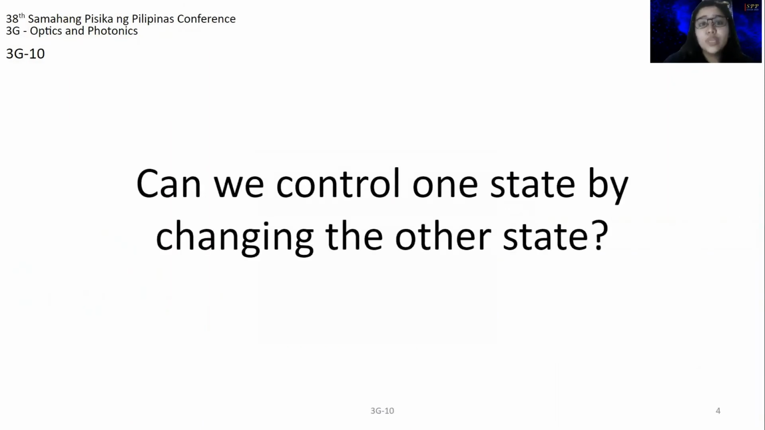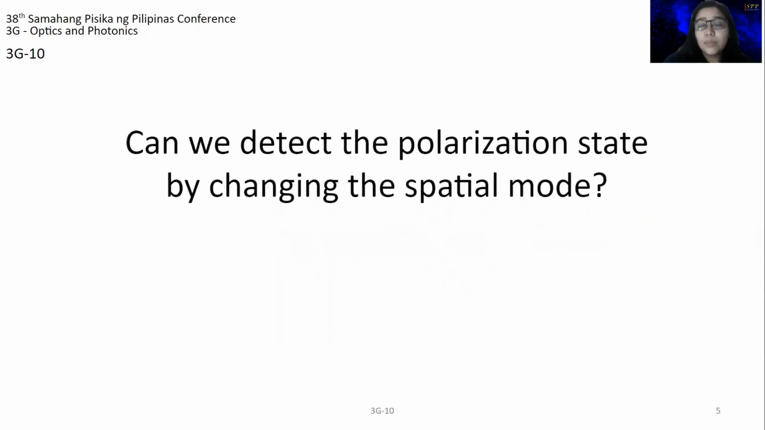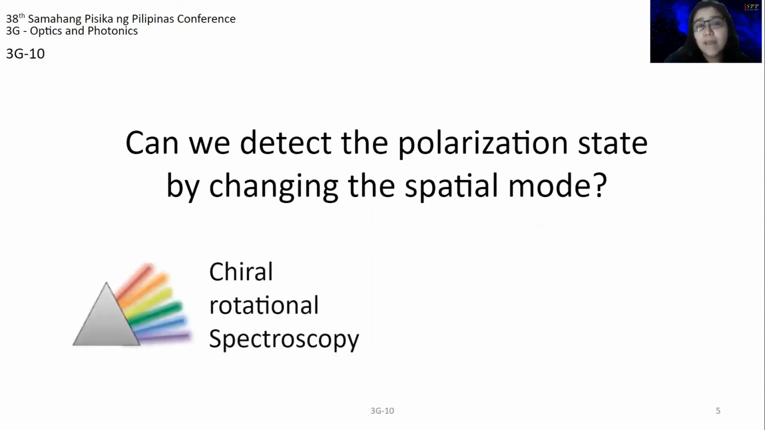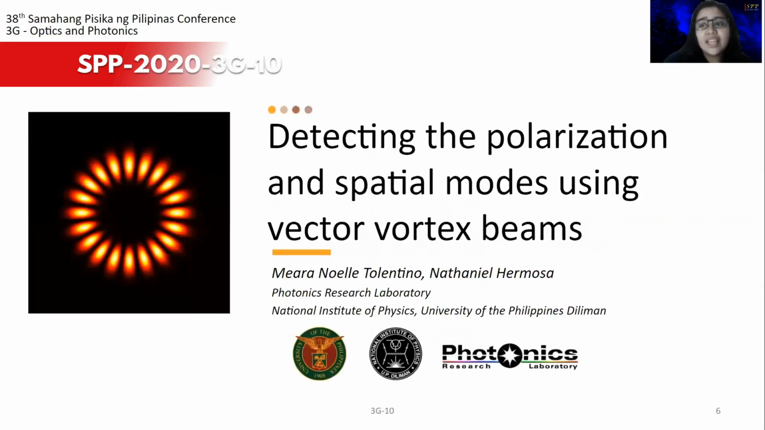Intuitively, this non-separability poses an important question. Can we control one state by changing the other state? For instance, can we detect the polarization state by changing the spatial mode? This is significant because if this is actually possible, we can determine the chirality of a certain medium, which is useful in spectroscopy and biophotonics. And these are the questions we explore in our paper.